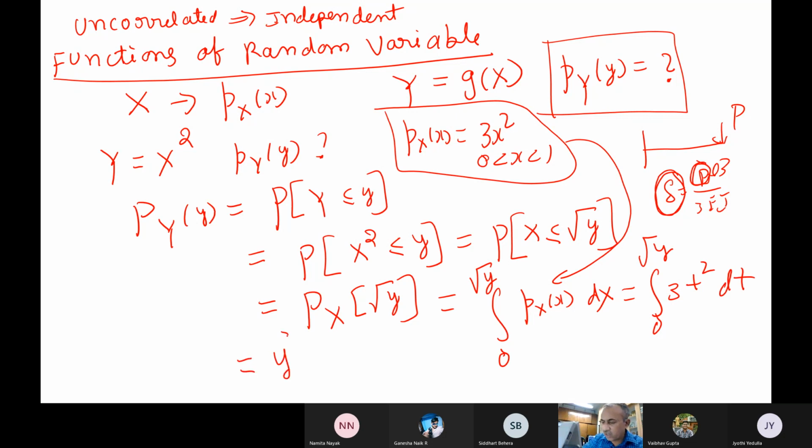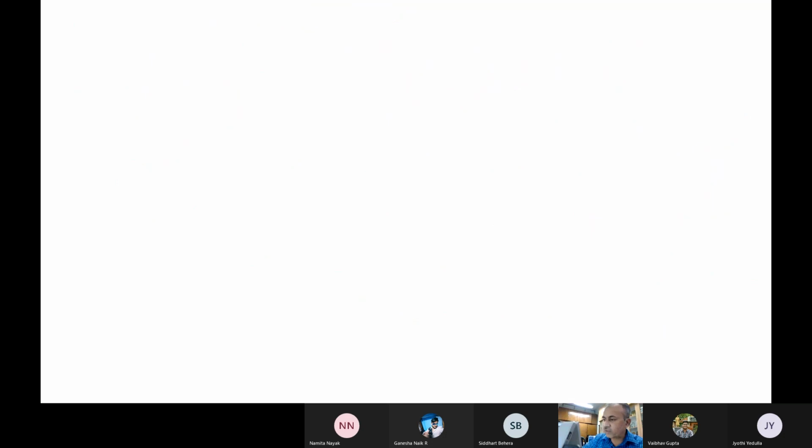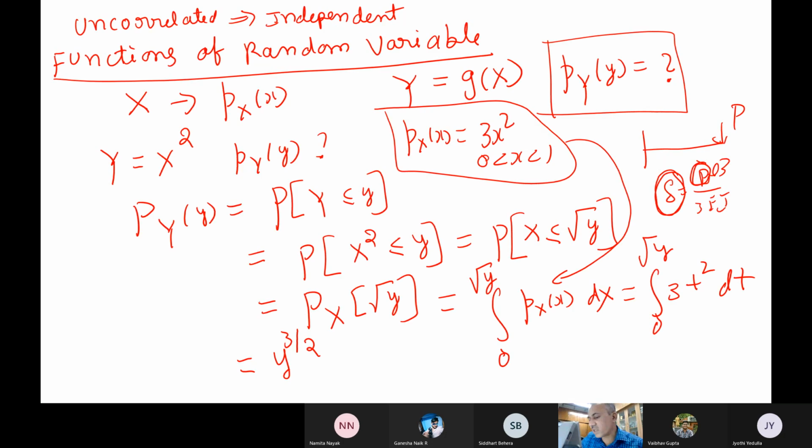You will get this as y to the power of 3 by 2. So for my p_y of y, the density function, you have to take the derivative of the distribution function. So it is 3 by 2 times root of y, and of course y lies from 0 to 1. So you can estimate it from x itself. This is how we calculate these functions of random variables. You use the same expression, but you have to do it in a special format.